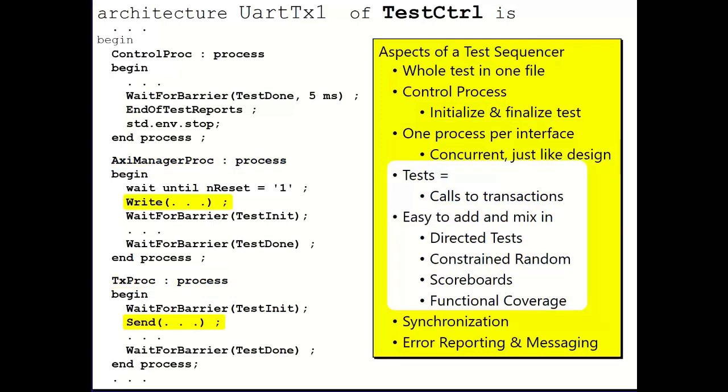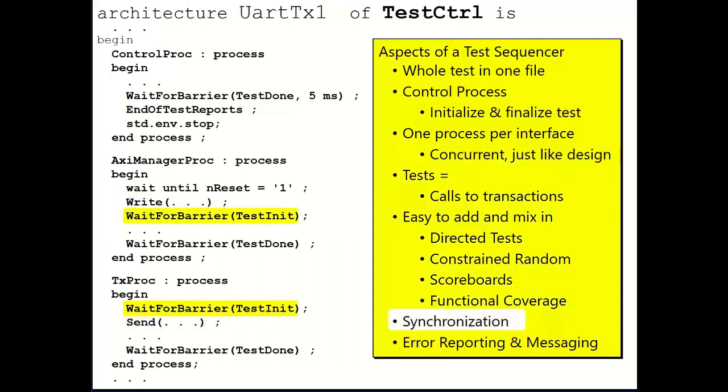So our tests then, we just construct them by calling transactions. We're going to create this transaction API, and that's how we're going to build our tests. It's easy to do directed tests. It's easy to do constrained random tests. It's easy to do scoreboards and functional coverage in here.